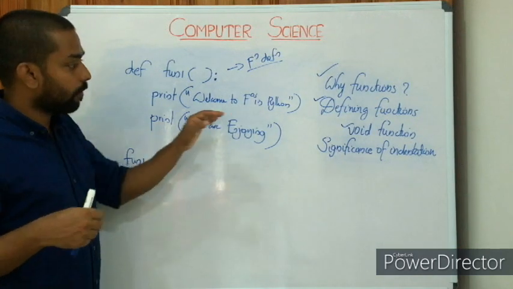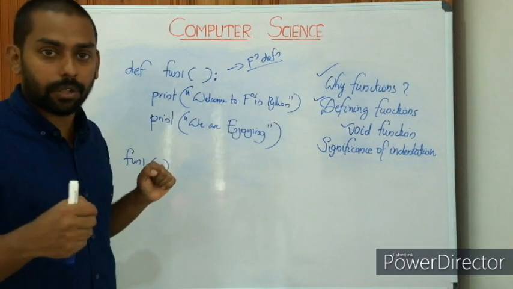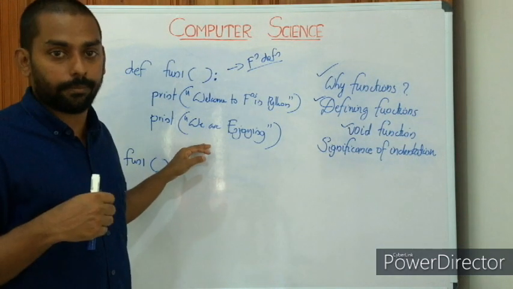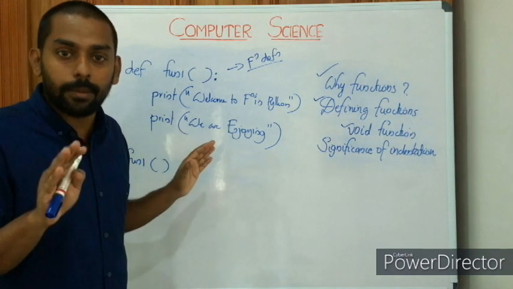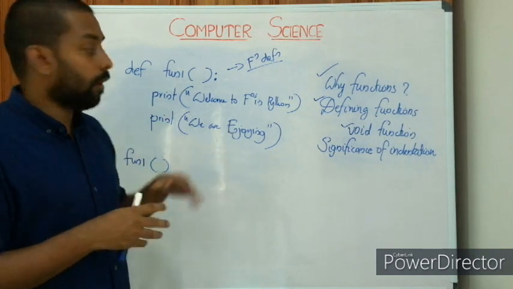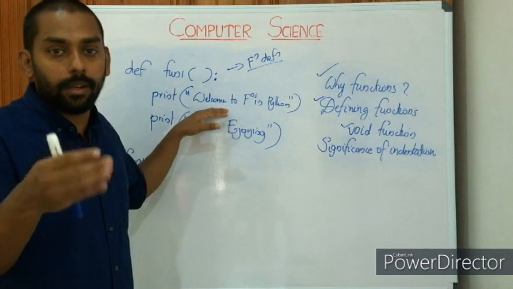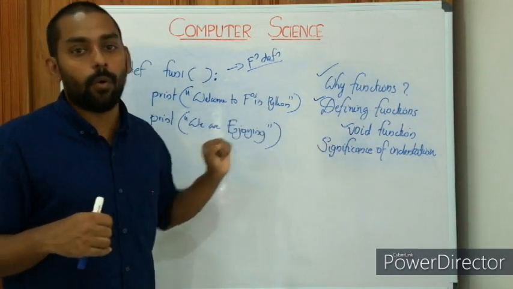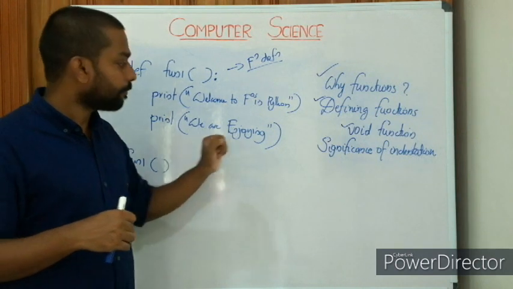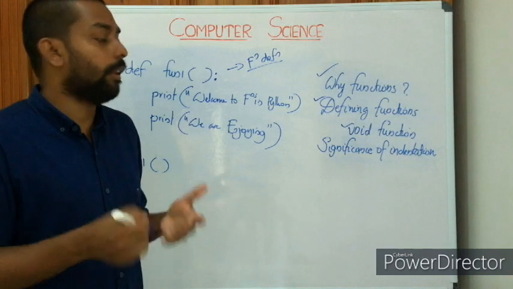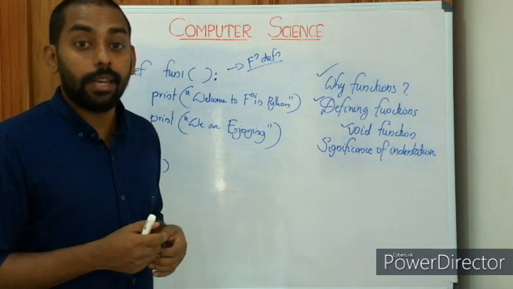Then void function. It's a type of function that does not return anything. Returning is very simple: using the keyword return. Here in both the examples we don't have the keyword return. So these are examples of a void function. Then we can look at our last topic, significance of indentation or importance of indentation.